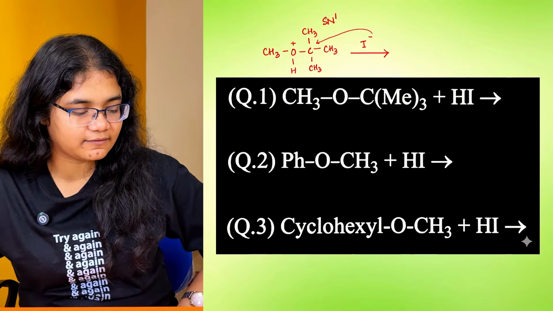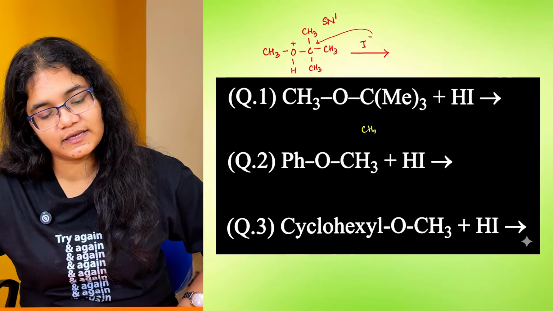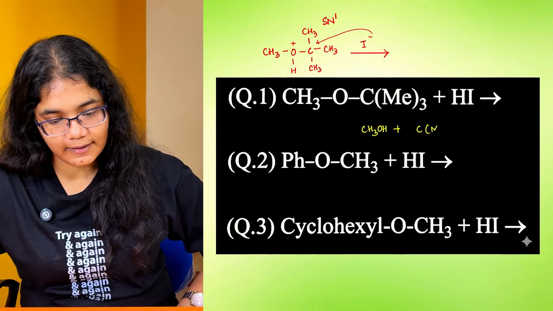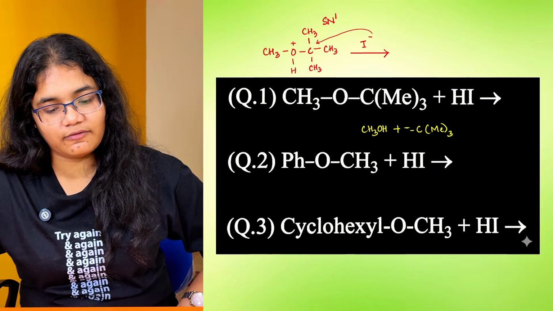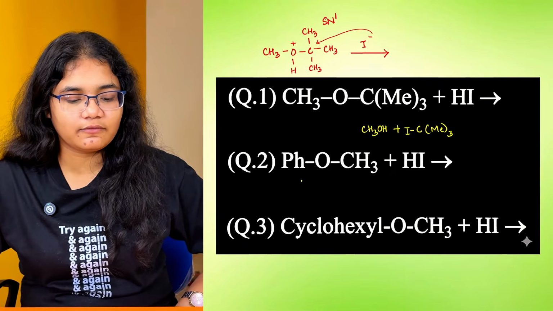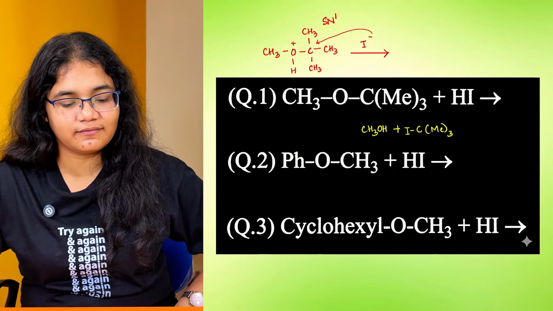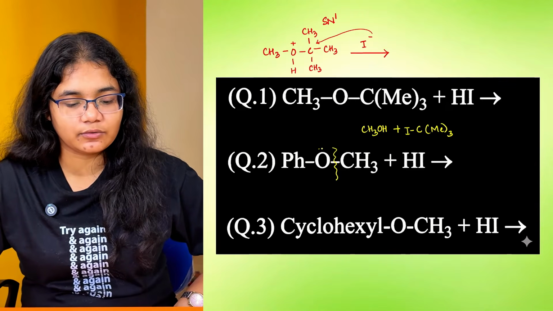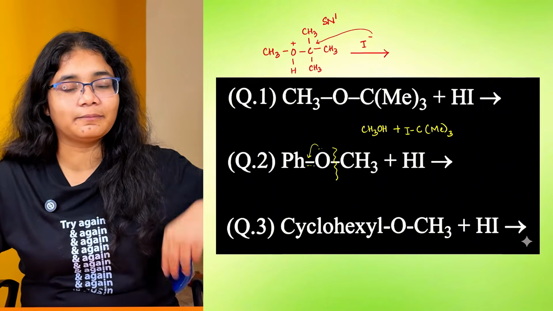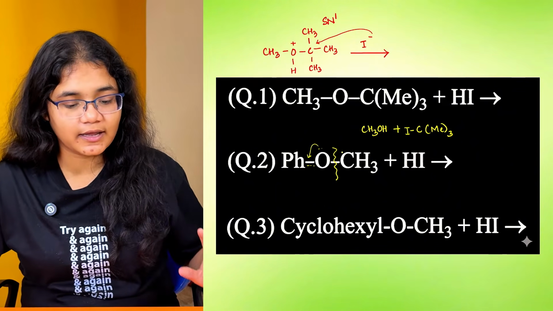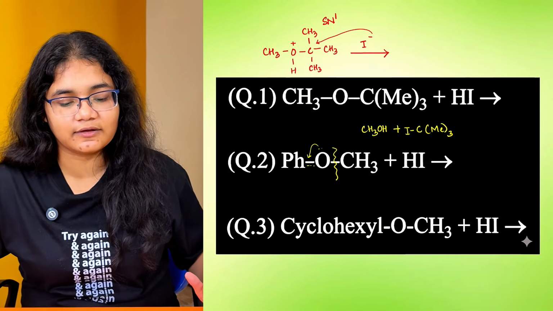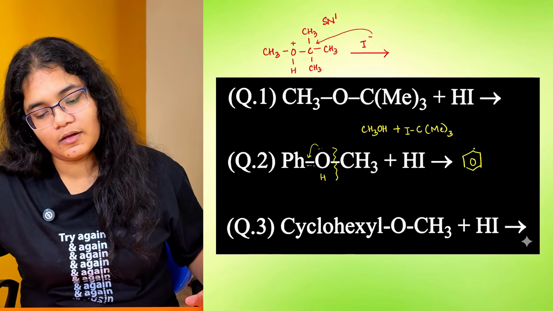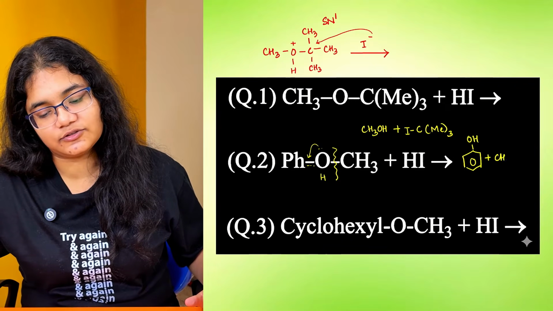So what are the products that I will get? The products will be CH3OH plus C(CH3)3I. Okay. Now let's talk about when you have a phenyl O and CH3. Whenever there is a benzene ring attached, obviously the bond will not break on this side, because we know here there will be resonance. This has a partial double bond character, so this bond cannot break, so the bond has to break on the other side. So here there will be O plus H, which means the product will always be phenol, and the other product will be CH3I.